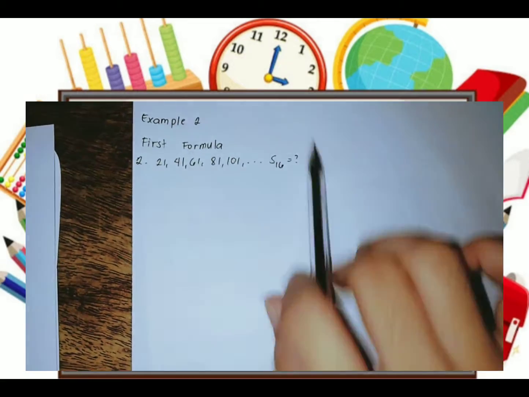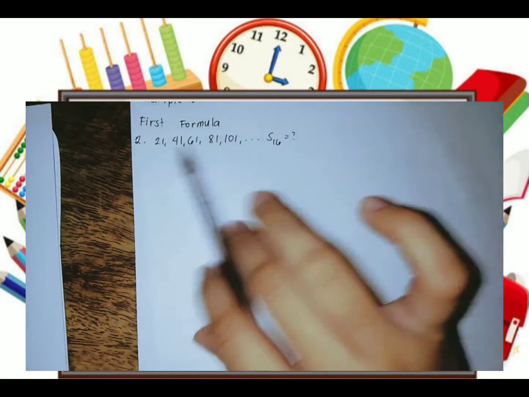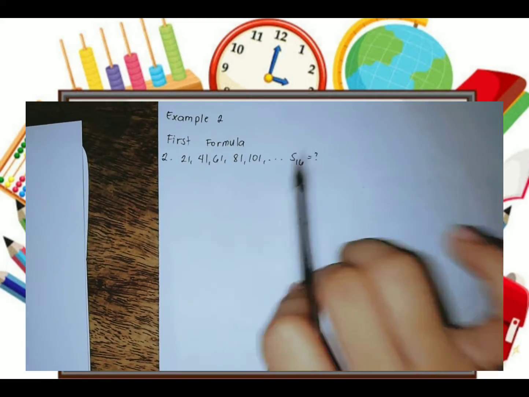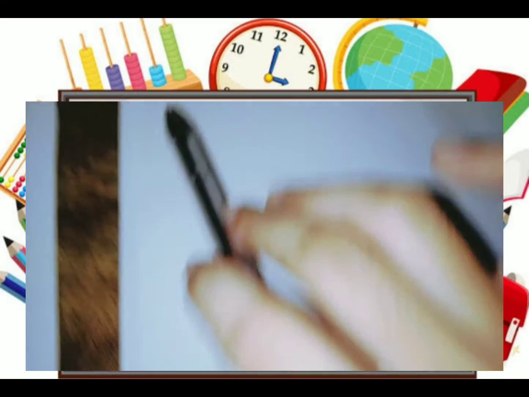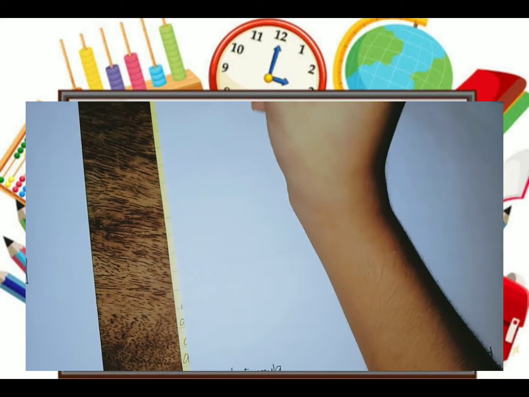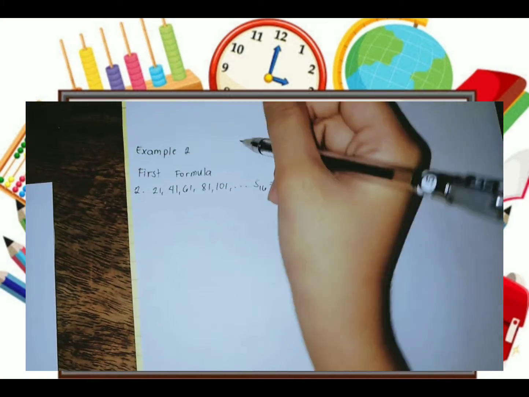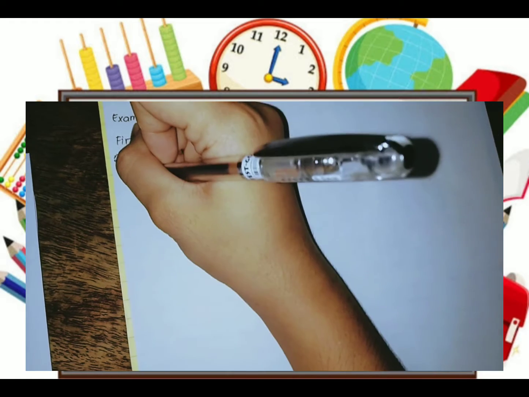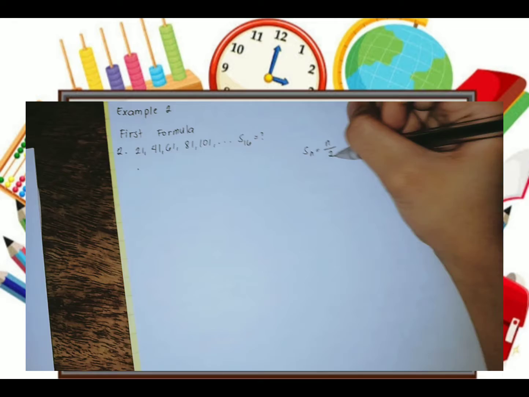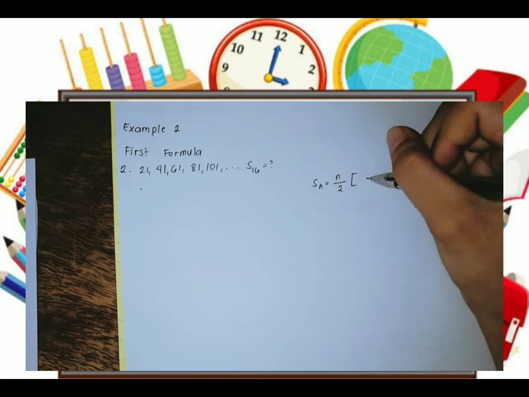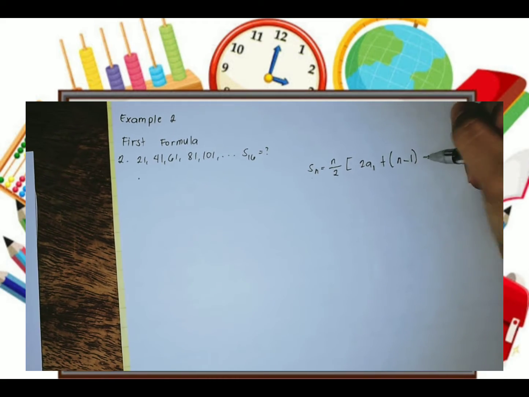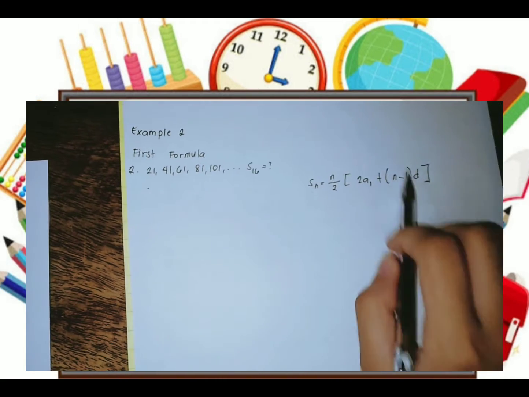So this is the given arithmetic series that we are going to solve, and we are going to find the 16th term of this arithmetic series, and we are going to use also the second formula. First we are going to write the first formula for us to be guided. S sub n is equal to n divided by 2 times 2a sub 1 plus n minus 1 d. So this is the formula that we are going to use.